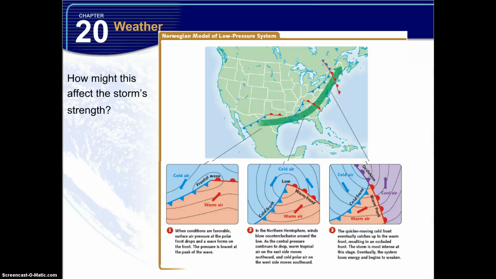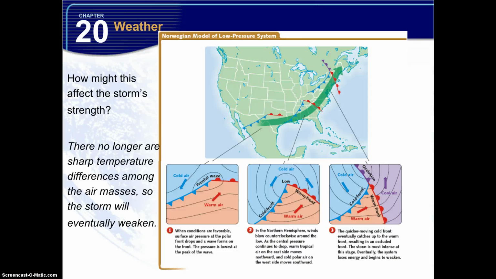How might this affect the storm's strength? There no longer are sharp temperature differences among the air masses, so the storm will eventually weaken. And that includes the winds. Remember, if there's sharp decreases, then you're going to have an increase in wind strength. If the isobars and isotherms start to get farther apart, then the intensity decreases.